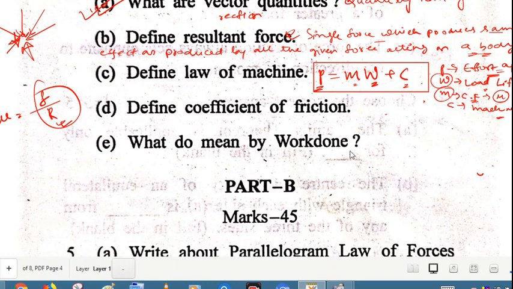What do you mean by work done? Work done is nothing but the product of force into displacement. The unit of work done is joule.